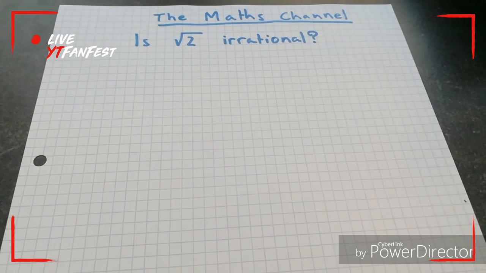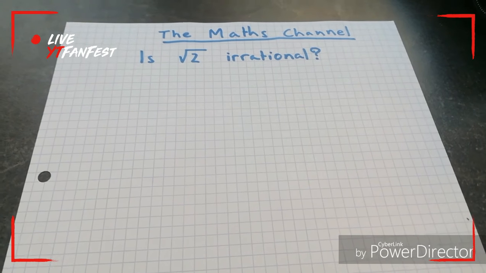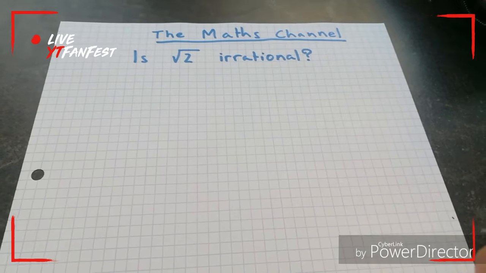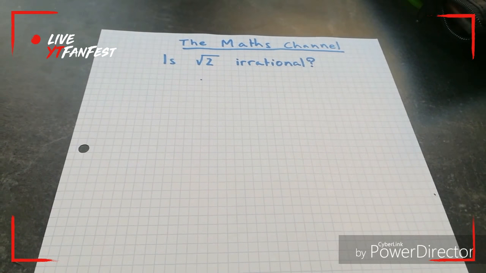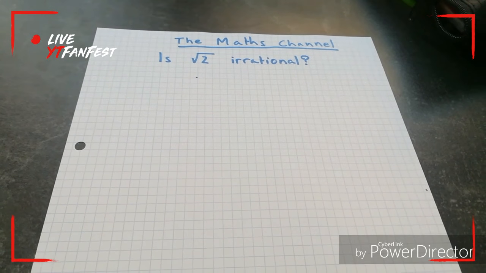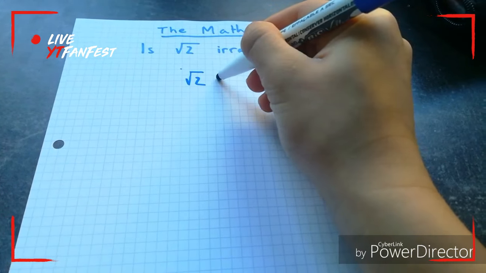Hey guys, today on the math channel we'll be finding out if the square root of 2 is irrational. We'll prove this by finding out why the square root of 2 is not rational.